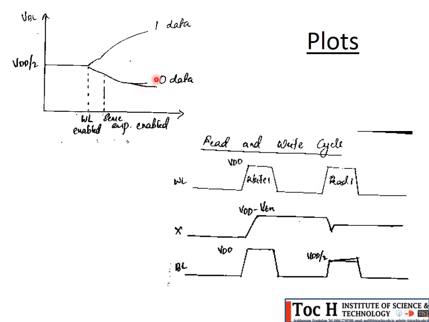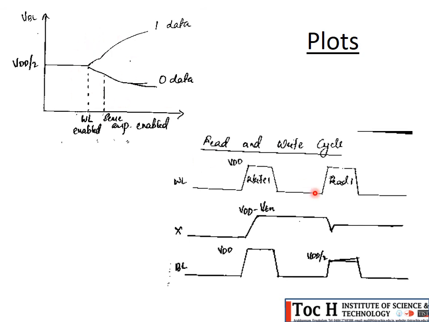Now in case 0 was stored in the capacitor, then what happens? As we enable the word line, the voltage value of the bit line starts to reduce, because the voltage in the bit line now shares to the capacitor. Okay, so that is this plot.